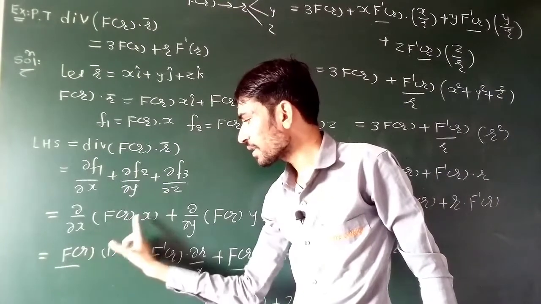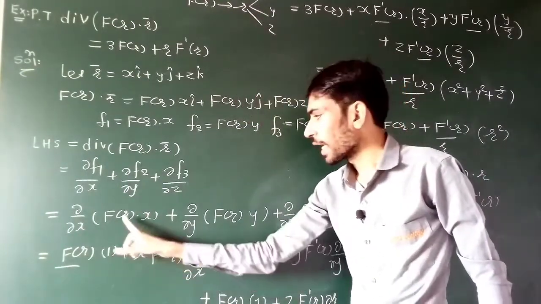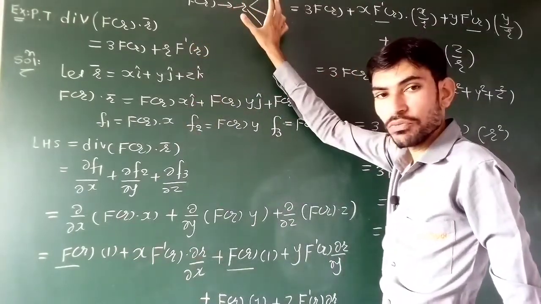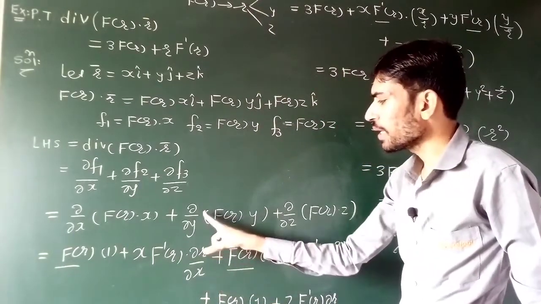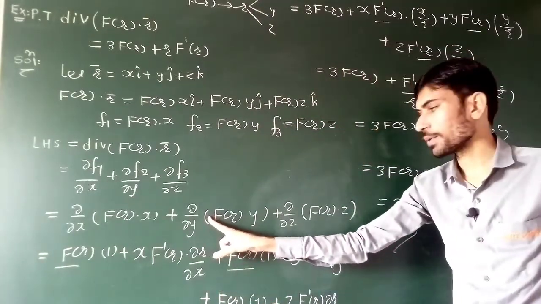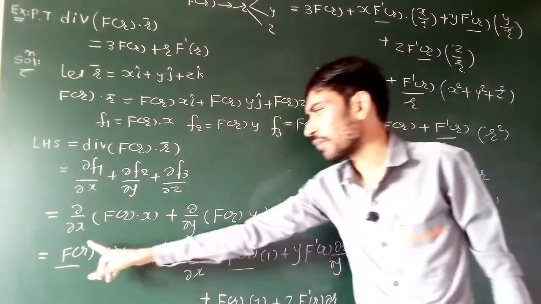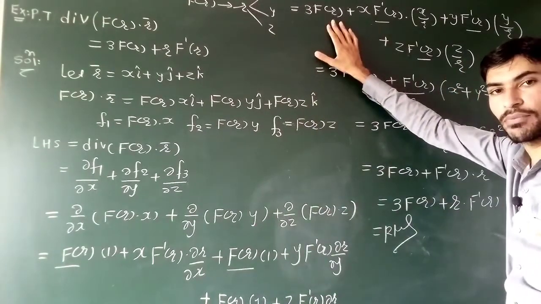F of r as it is, the derivative of x is 1 with respect to x, plus x as it is, the derivative of f of r will be f dash r, and since r is a function of x, y, z, behind it comes del r by del x. Similarly, we do the partial derivative with respect to y and with respect to z for the remaining two terms. Now see f of r plus f of r plus f of r. So we write this as 3 times f of r.